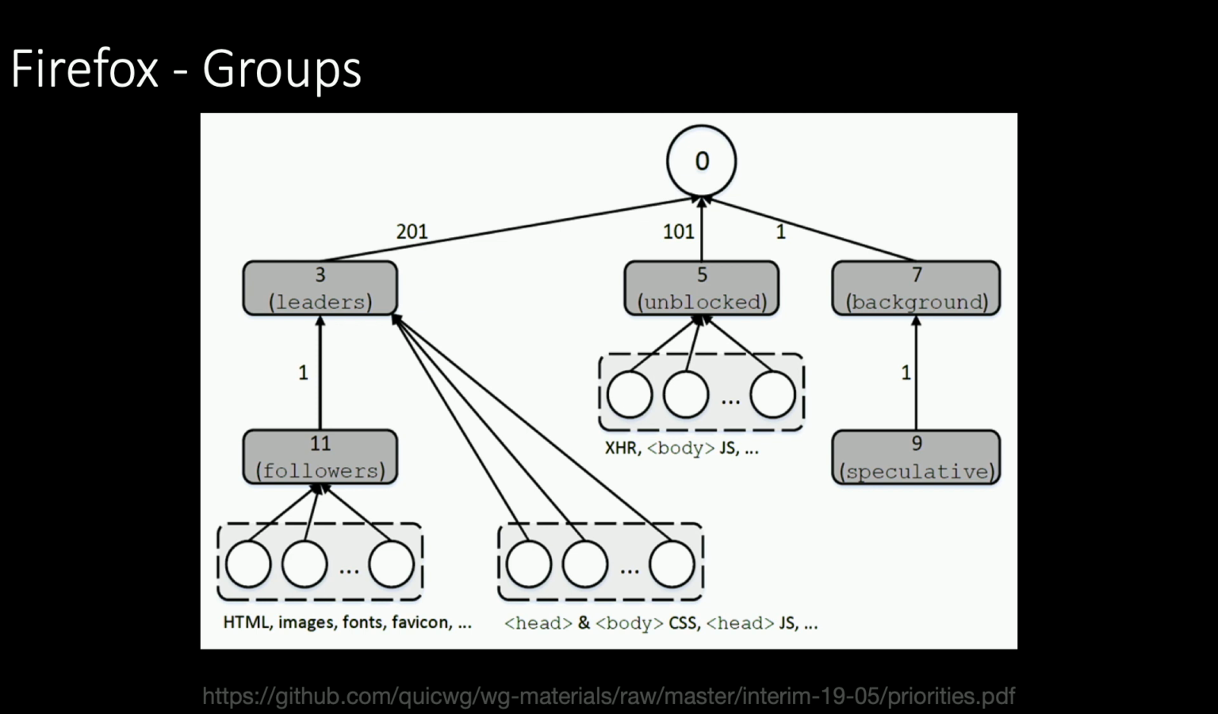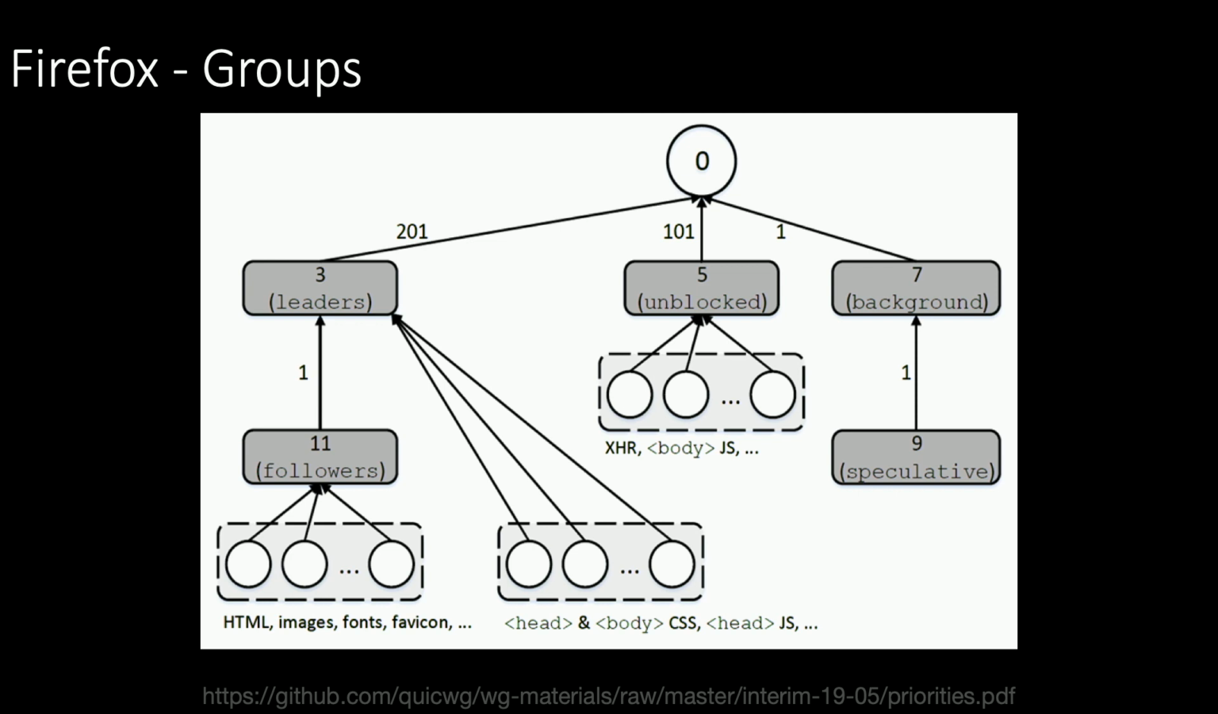And then they have groups that are sort of staged so that all of the resources in one group will download before any resources in the next group. And then between 2 groups, like leaders and unblocked, you can have the JS over there and images over here, and the images will have twice the weight of the JS as a group. So it has interesting sequencing.